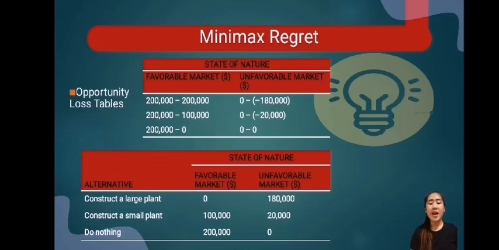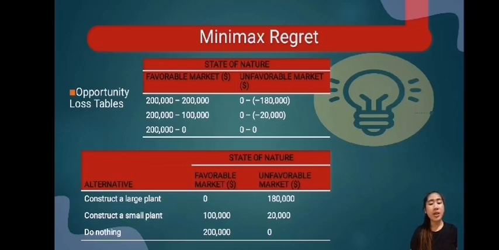Similarly, if do nothing is selected, the opportunity loss is 200,000 minus 0, which equals 200,000. In an unfavorable market, the best payoff is $0 as a result of the third alternative, do nothing. So this has zero opportunity loss. The opportunity losses for other alternatives are found by subtracting the payoffs from this best payoff in the state of nature, as shown in the table.